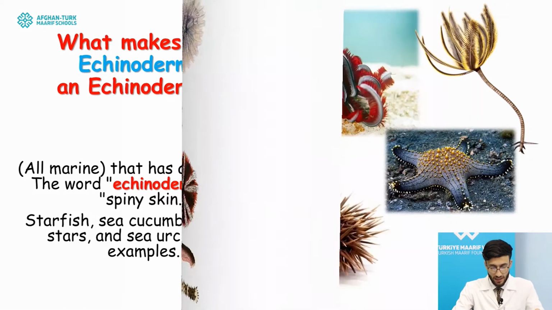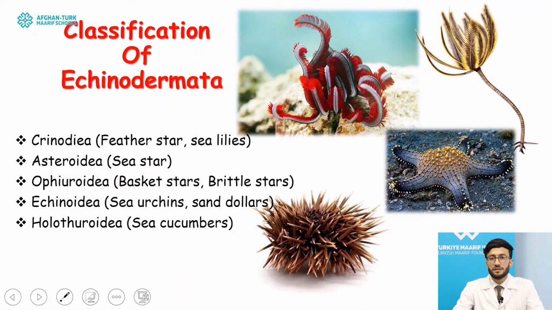And let's classify this phylum. Mainly, in order to understand the phylum Echinodermata, you should classify the entire phylum into 5 classes. First, Crinoidea, second, Asteroidea, third, Ophiuroidea, fourth, Echinoidea, and the final one is Holothuroidea. These are the example animals that you can see.